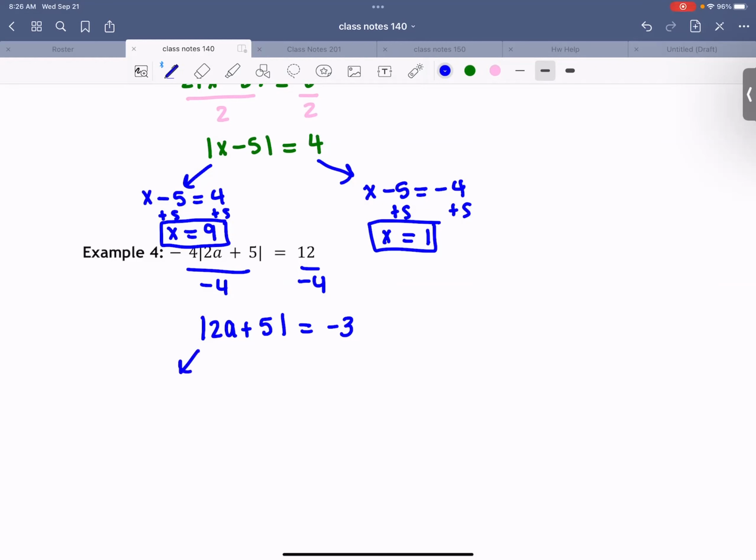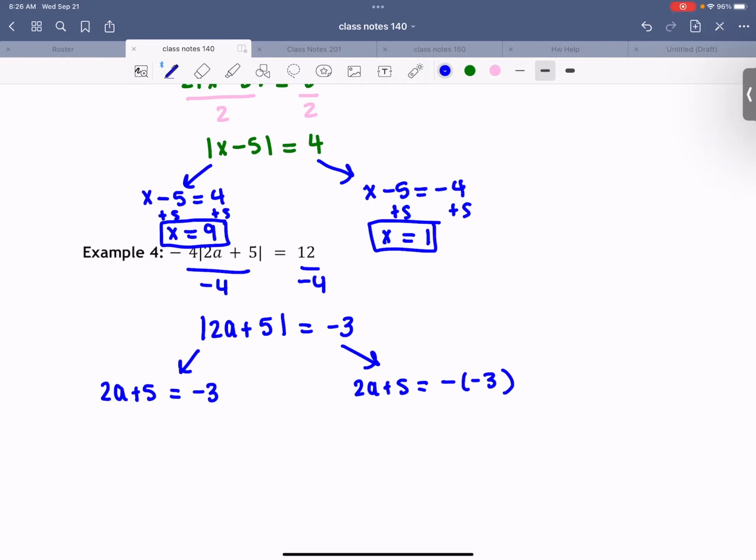We split it up. So we had 2a plus 5 equals something, and 2a plus 5 equals something else. Well, one of them we left the equation alone, so one of them has got to be -3. What's the negative version of -3? +3. If you want to think of it in your mind as doing this, -3, that's okay. If you want to skip this step and just write the positive version, that's also okay.